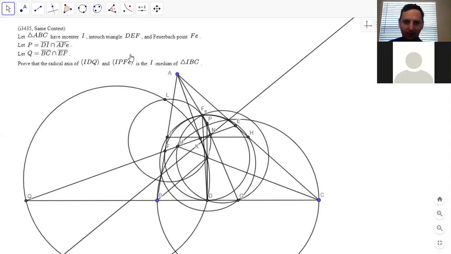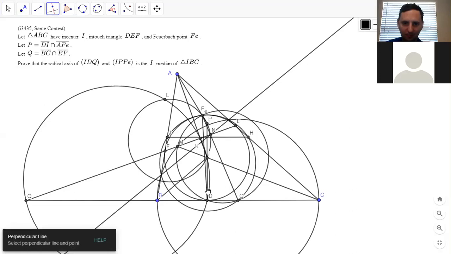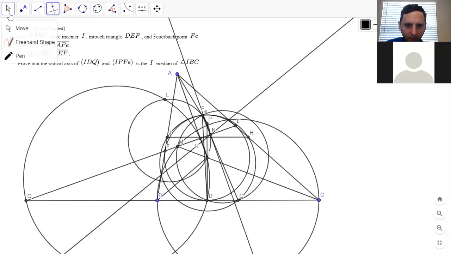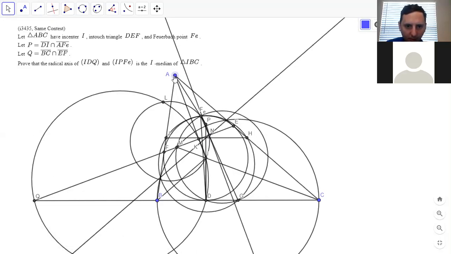What do we do with point P? If you take the perpendicular to EF through N, then that line is, in this case, the exterior angle bisector of P and G.